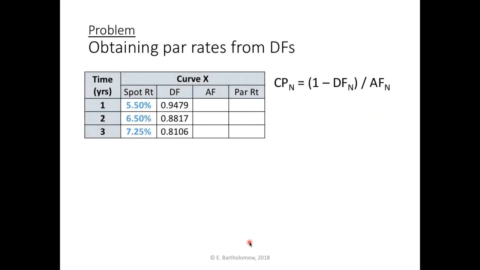So let's say we're given the spot rates. We derive from the spot rates the discount factors. And we can derive from that very easily the annuity factor. So the annuity factor for 1 year will just be the same as the discount factor, since we're just summing one discount factor. This annuity factor here will be the sum of these two, and then this annuity factor here will be the sum of these three. And this is the formula for the coupon rate. So if we're looking for the first coupon rate, well, DFN is 0.9479, and AFN is also 0.9479, so we get 5.50%, which is the same as the spot rate.